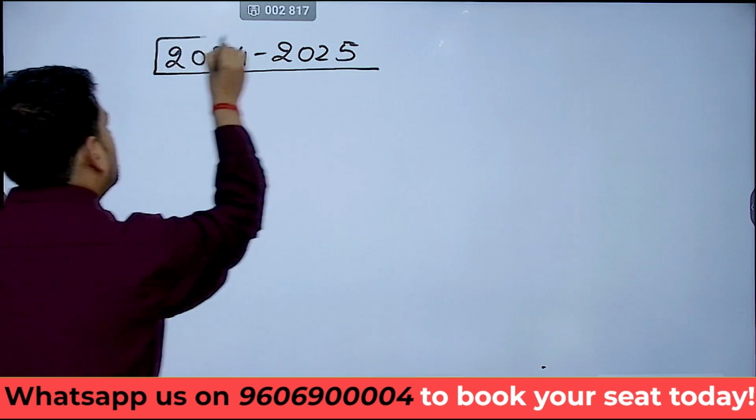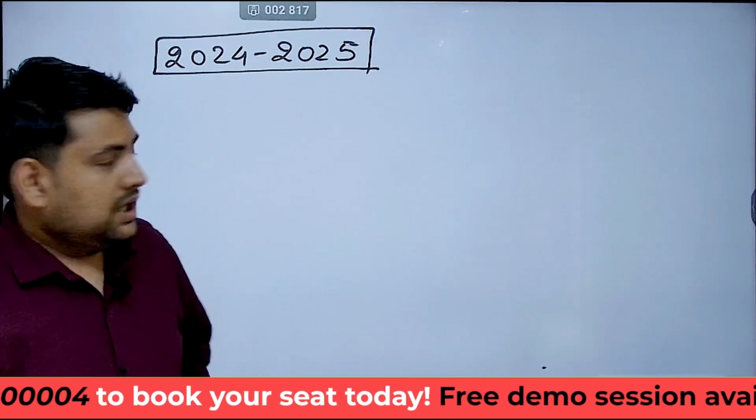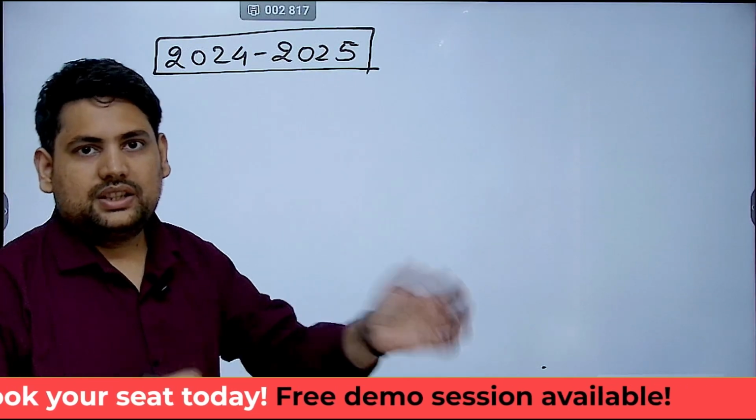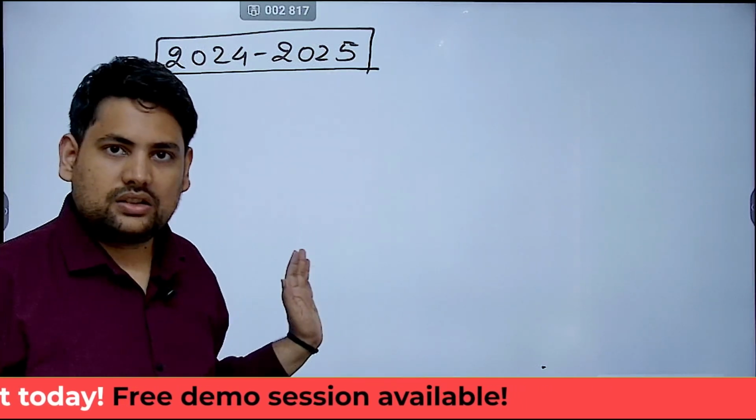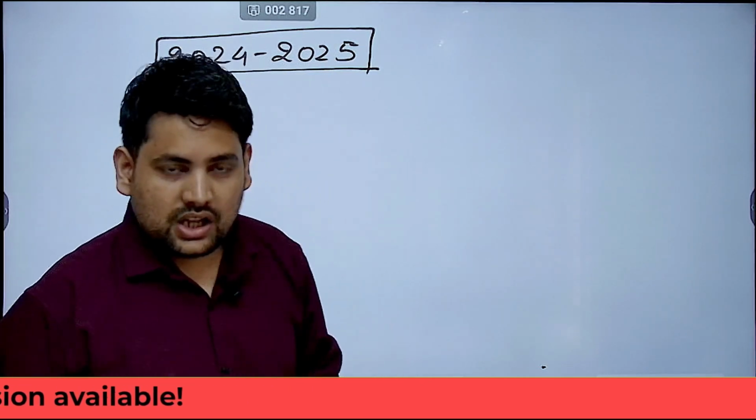I have analyzed the 2024 and 2025 papers. I have also analyzed 23, 22 and all that. These 2 years, the paper has been very similar, and we think that a similar paper should be there going forward. So what was the pattern? Understand carefully.